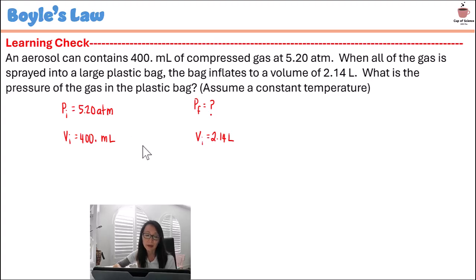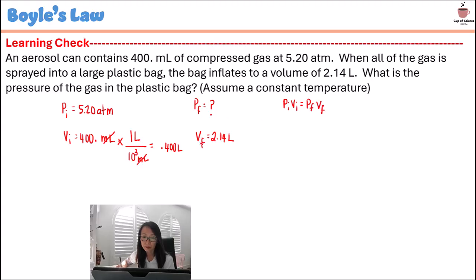So let's go ahead. I'm used to just converting milliliters into liters, so I'll go ahead and do that by multiplying 1 liter all over 10 to the third milliliter. That will cancel out my milliliters, and I'm left with 0.400 liters. Okay. Now let's go ahead and set up our Boyle's law.